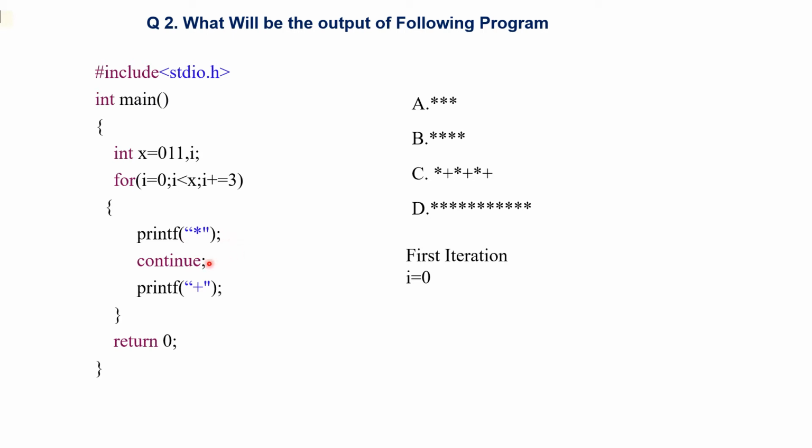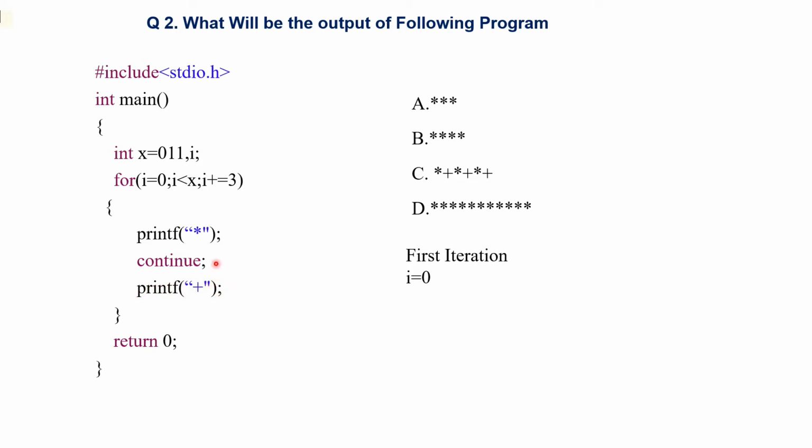The next statement here is the continue statement. We know that in the continue statement, control will be transferred to the loop again. With this continue statement, other statements in the loop are skipped. So therefore this statement will not be executed.